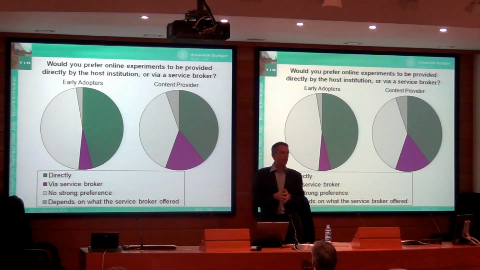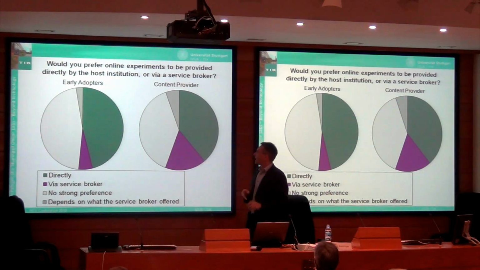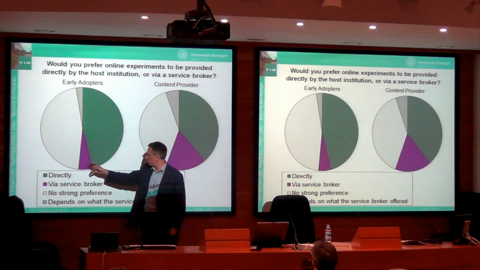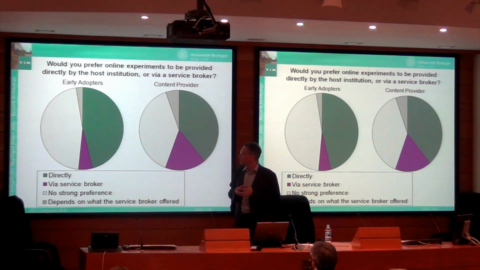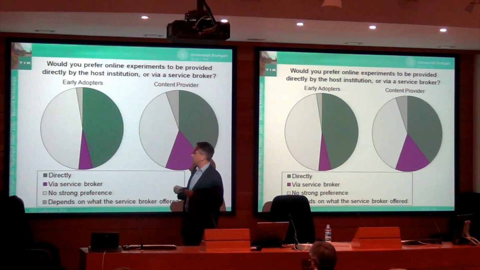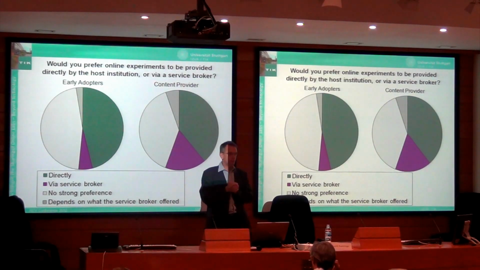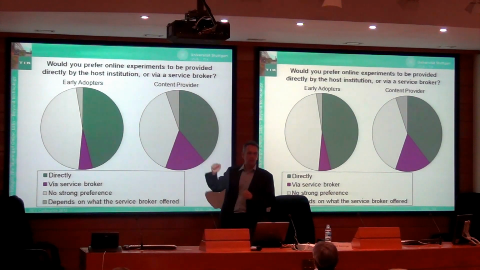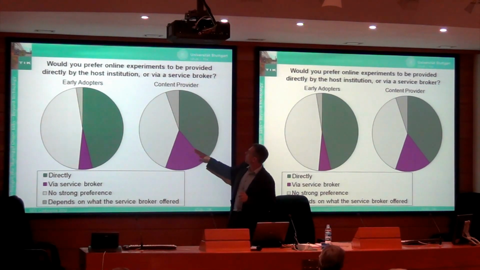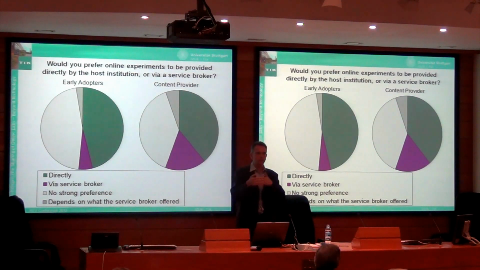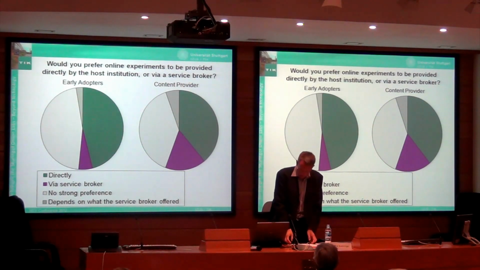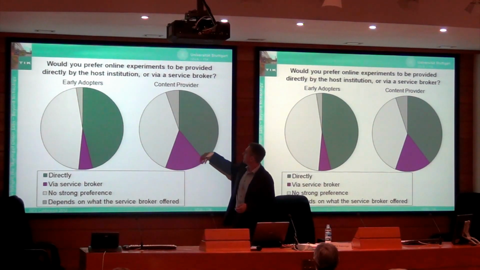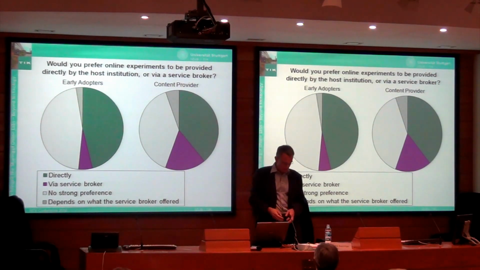Now, if we see where you would like to get the material from, rather directly from the content provider or via a service broker, it is clear that people prefer to get it directly, not via a service broker. Sometimes very strong opinions were given in the questionnaire, what people wrote, that it must always be direct and not over service brokers. Now the content providers have a stronger preference there, probably because they hope that it would be made easier for them to deliver the lab and possibly get some money, I don't know. So, that was a significant difference here, but still most of them would like to offer the labs directly.